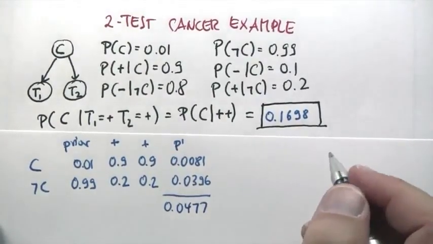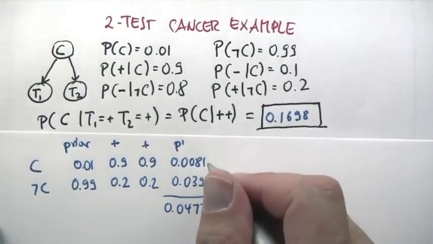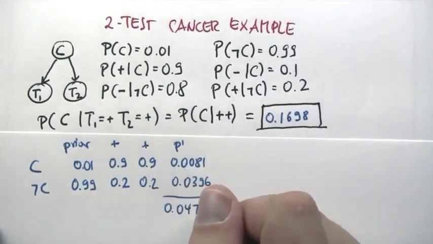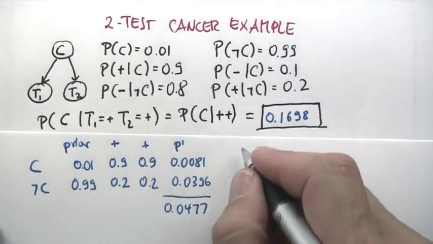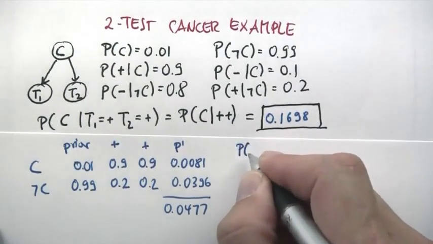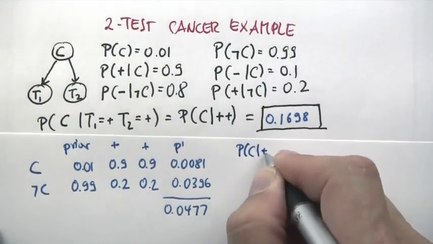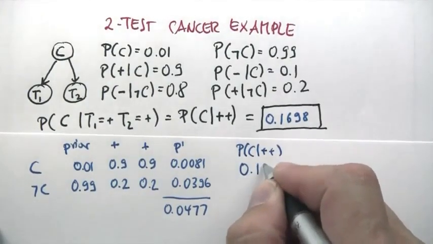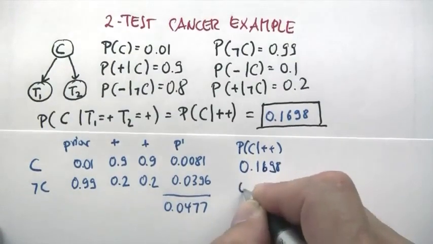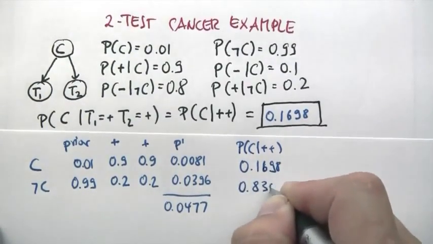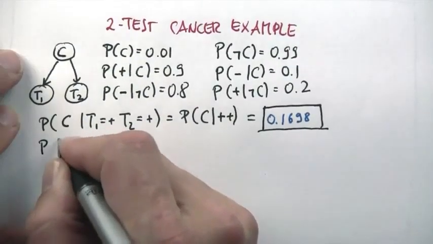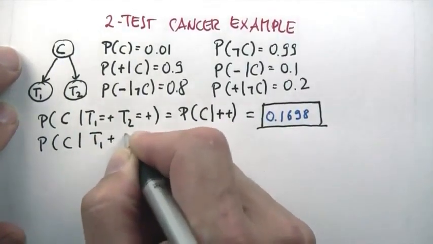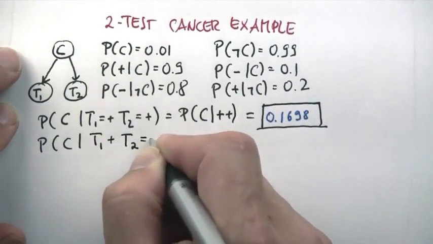0.0477. However, if I now divide, that is, I normalize those non-normalized probabilities over here by this factor over here, I actually get the correct posterior probability, P of cancer given plus plus. And they look as follows: approximately 0.1698 and approximately 0.8301. Calculate for me the probability of cancer, given that I received one positive and one negative test result.